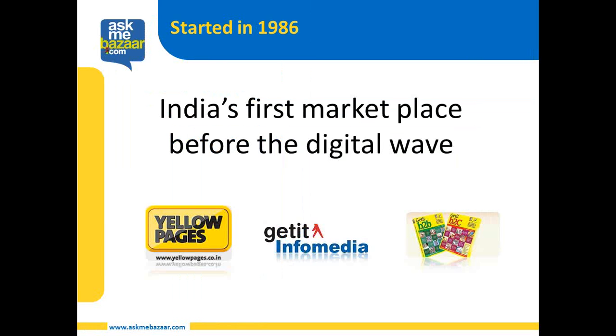Okay, so we belong to the group Get It Infomedia, and we started way back in 1986 as the first ever marketplace in India. So many of you would have heard about Yellow Pages. So Get It Infomedia is the organization which actually started the Yellow Pages. And for those who do not know, Yellow Pages is a telephone directory which is actually printed on yellow paper, and it lists businesses and other organizations according to the goods and services they offer.